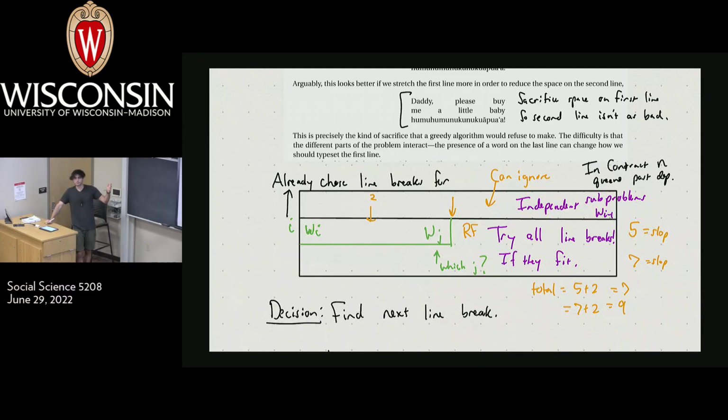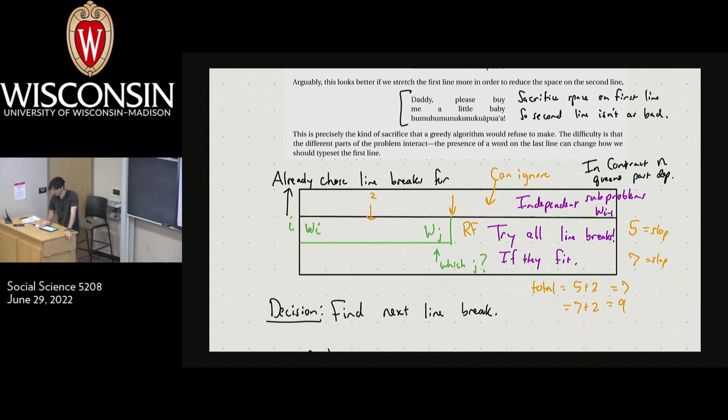So it's really the same thing as the shortest path in the graph again. To get the best line breaks overall, we need to pick the best first line break, and then the best first line break plus the best remaining line breaks give us in total the best line breaks for the whole thing. So any questions on why this is true?